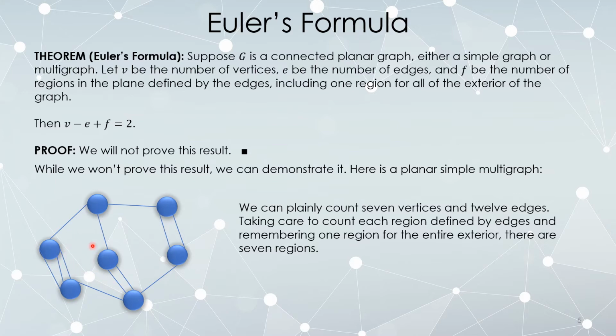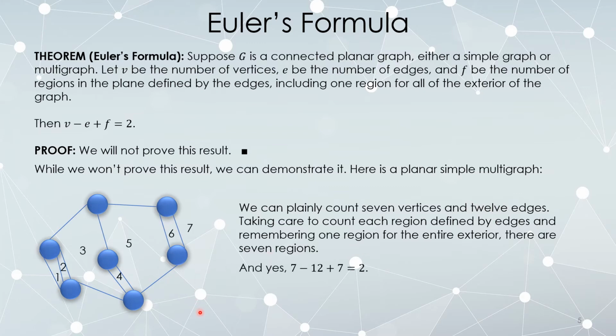Here is a big region, 3. Here's a region, 4. Here's a region, 5. Here is a region, 6. And then all the rest of the plane on the outside makes 7. So regions defined by the edges are just these areas of the plane fully enclosed by edges. One here, one here, one here, here, here, here, and then everything outside is also counted as a region. So for this graph, we have 7 vertices, 12 edges, and 7 regions.